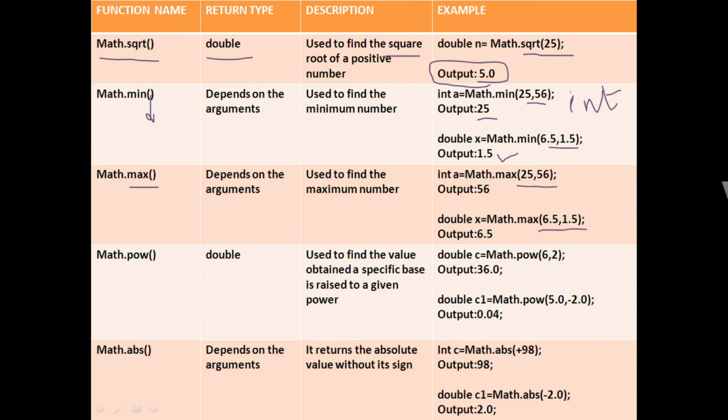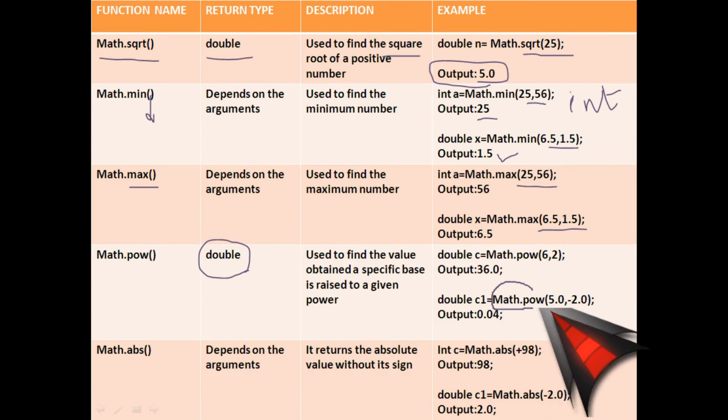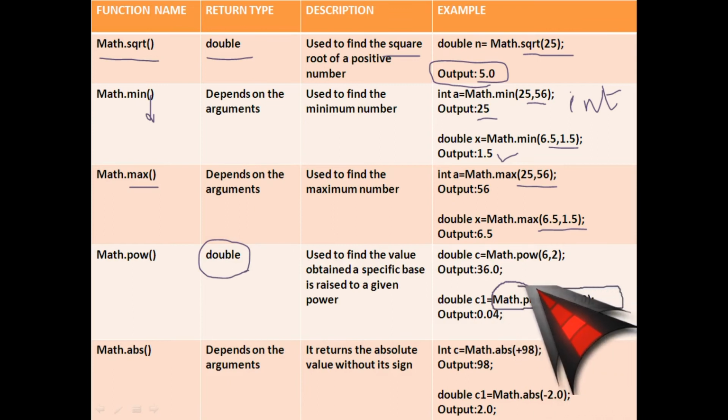Math.pow, the return is always a fractional value. See, Math.pow can give a negative power calculation, which gives me the result as 0.04.